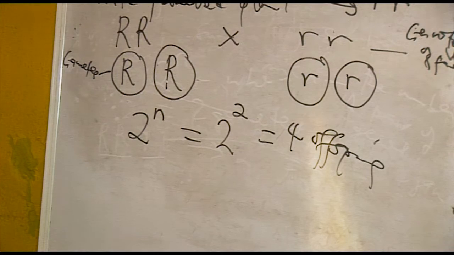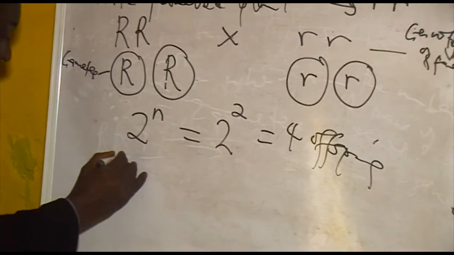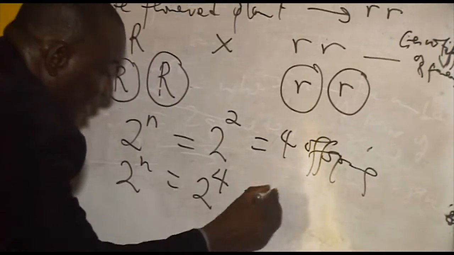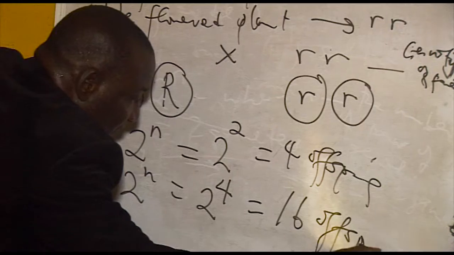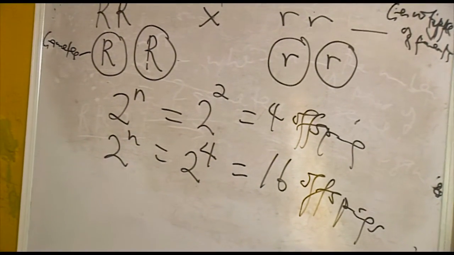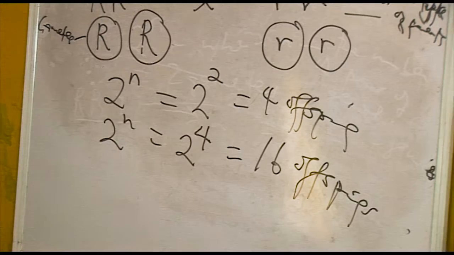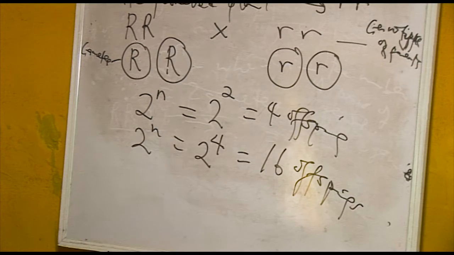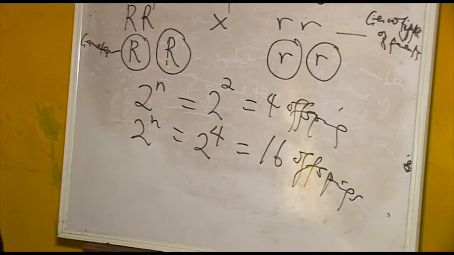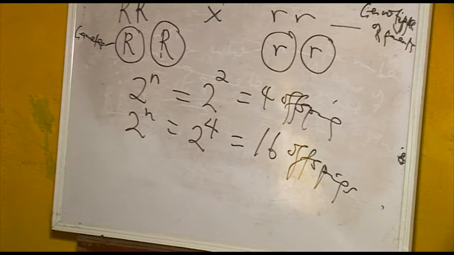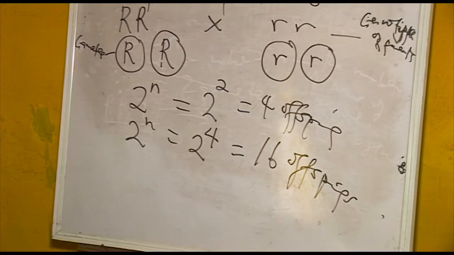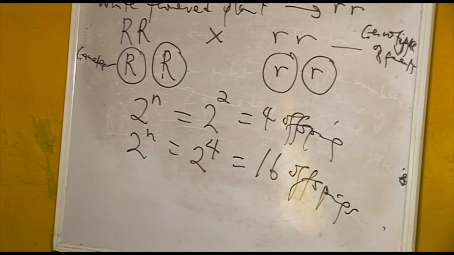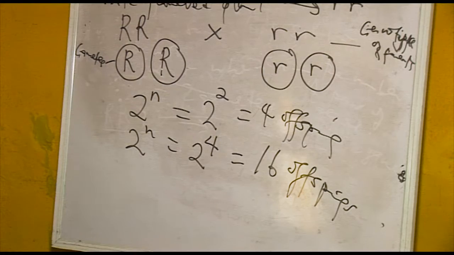Now, if we are having 4 gametes, it's got to be what? 2 raised to the power of 4, which represents what? 16 offsprings. So, the number of offsprings is known from the number of gametes, while the number of gametes is known from the number of pairs of genes. And it is based on 2 raised to the power of n. So if you want to know the number of gametes, n will represent the number of pairs of genes. If you want to know the number of offsprings, n will represent the number of gametes.